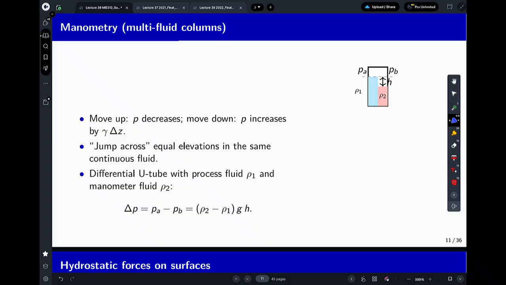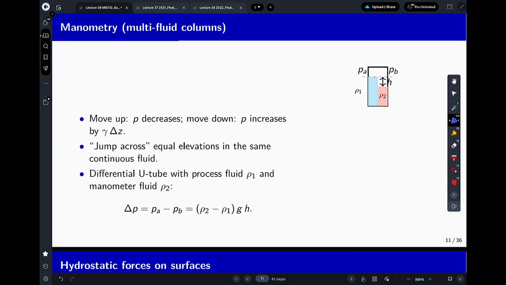But in terms of manometry, if it moves up, pressure decreases, moves down, pressure increases by rho g delta Z. That's the height difference. You have a pressure on A, a pressure on B. You have two columns of fluid, and you sort of calculate everything across there. The jump across two equal elevations in a continuous fluid is always going to hold true. Differential U-tube with a process fluid, rho 1, and a manometer fluid, rho 2, it's just PA minus PB, which is rho 2 minus rho 1 times g h.